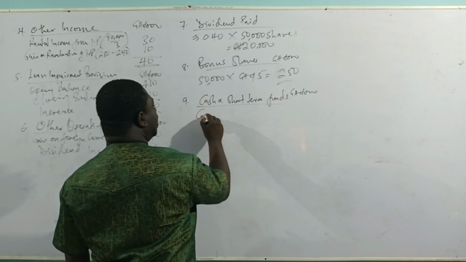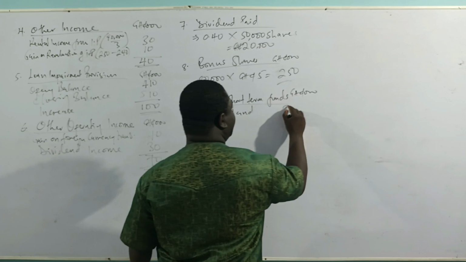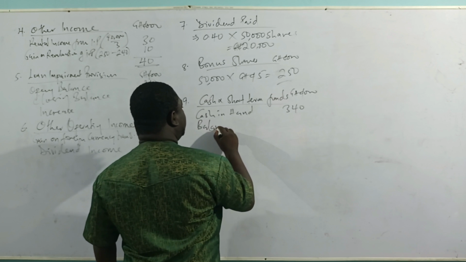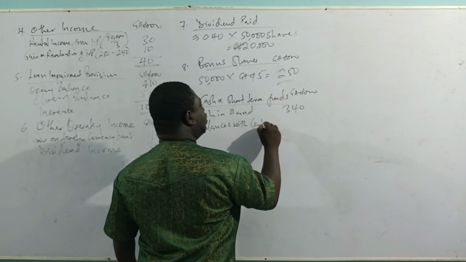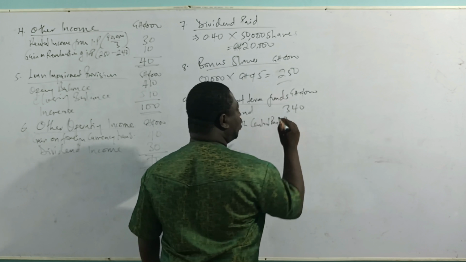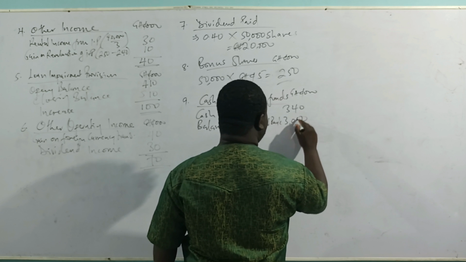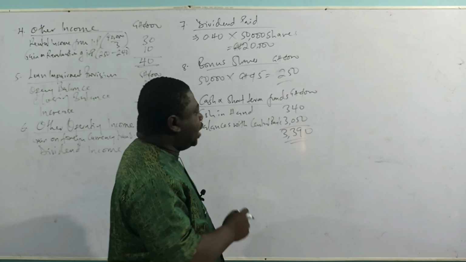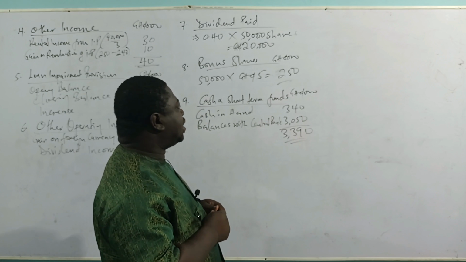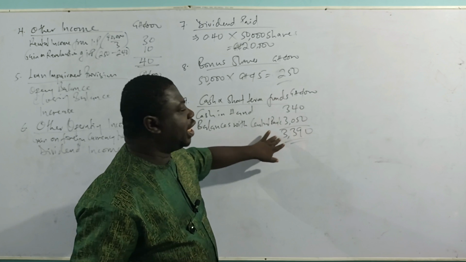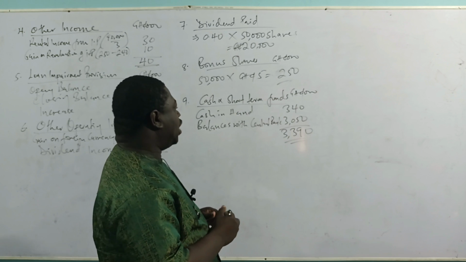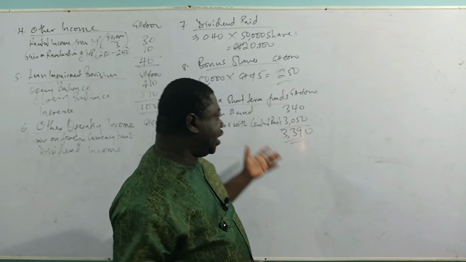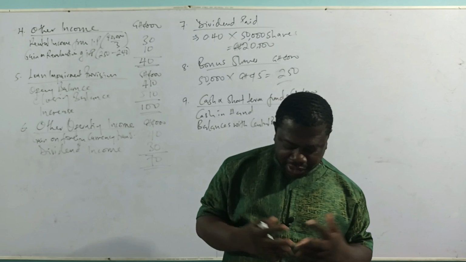So I'll say cash in hand as per the trial balance is 340. And then we'll add balances with central bank, which is 3,050. When you add the two, you have 3,390 as your cash and short-term funds, which we are going to take into the statement of financial position. I told you it's highly summarized. We don't put these two there individually. We just add up. This is no big deal. We are just summarizing. And then I think that is it.